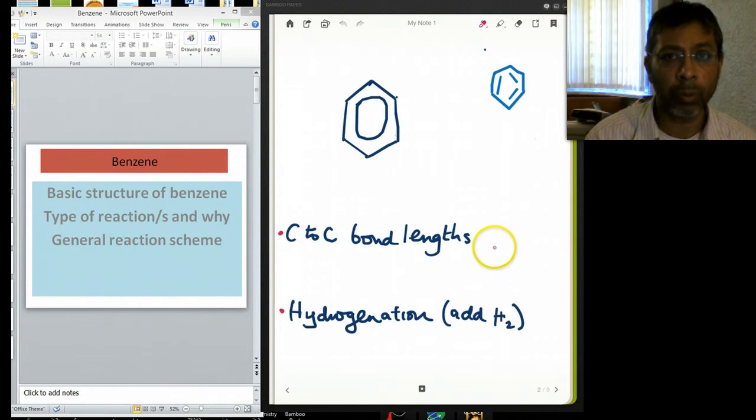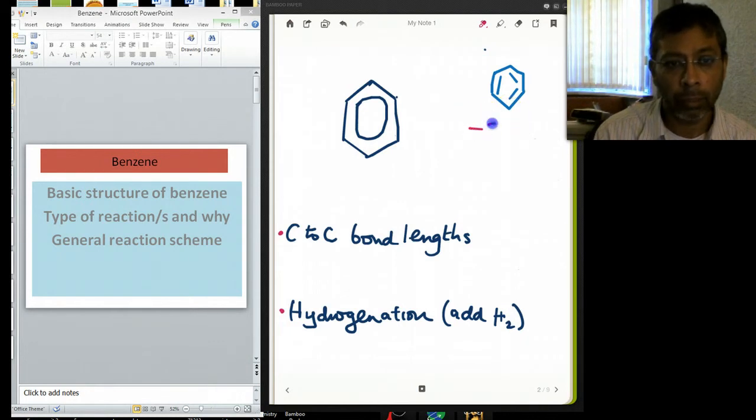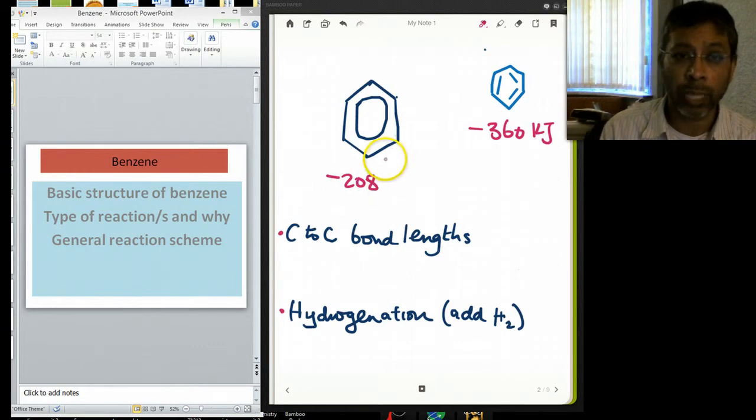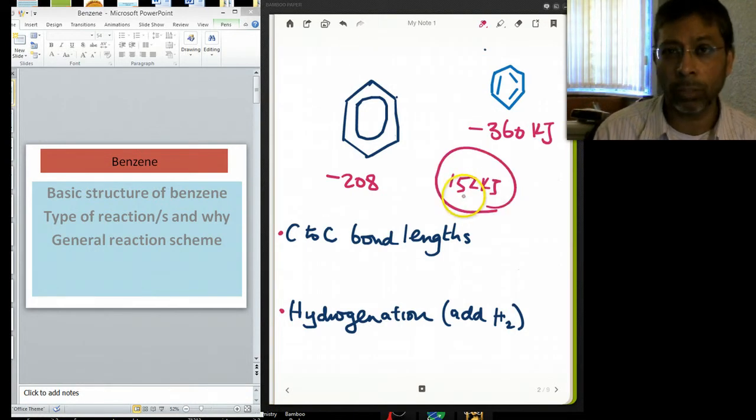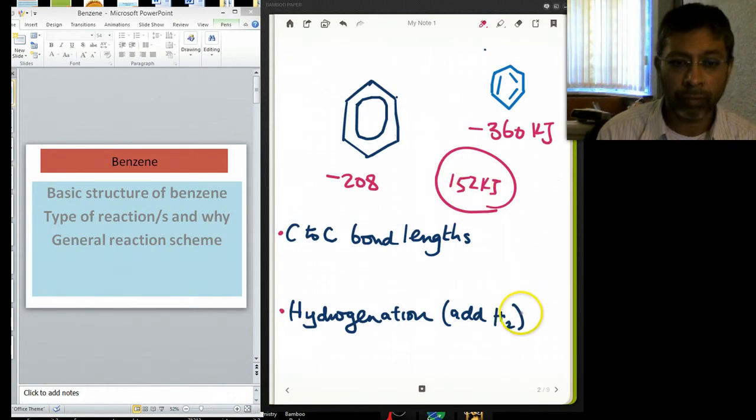Another piece of evidence which disproves Kekulé's structure is the hydrogenation, thermochemical evidence. If you were to hydrogenate benzene, if you were to add hydrogen to this, you'd get cyclohexane. If you hydrogenate this one, cyclohexatriene, you would release 360 kilojoules of energy. When you hydrogenate benzene, you only get 208 kilojoules of energy released, which shows you that benzene is actually more stable than this structure would suggest. It's 152 kilojoules more stable, and this energy is sometimes called the stabilization energy of benzene.